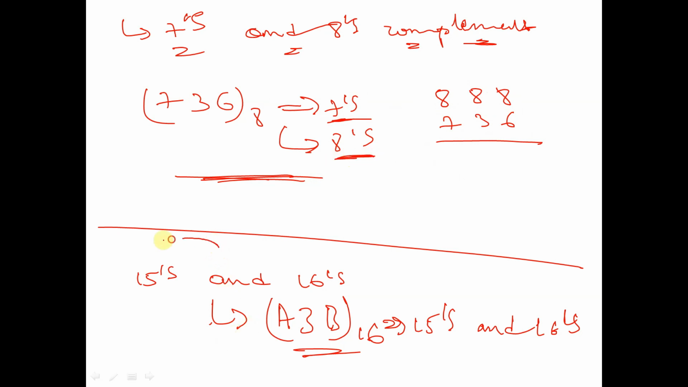And in the case of a hexadecimal number, we will subtract each particular digit from 15, then we will get the 15's complement, and if we add 1, we will get the 16's complement. So this is how we perform the complements of a number. So is this clear, right?